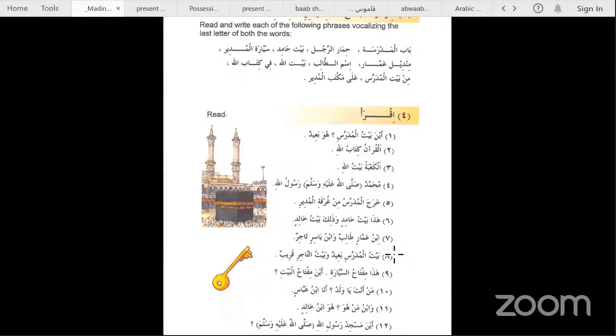Haza miftahus sayyarati, aina miftahul baiti. This is the key of the car. Where is the key of the house? Excellent. Man anta ya waladu.